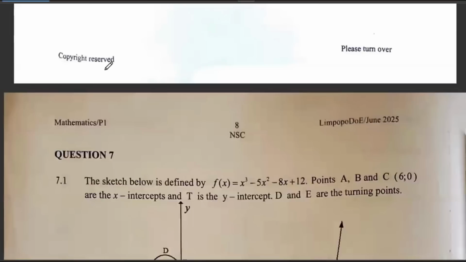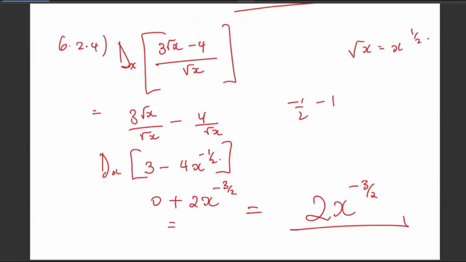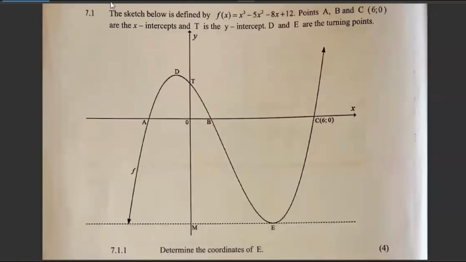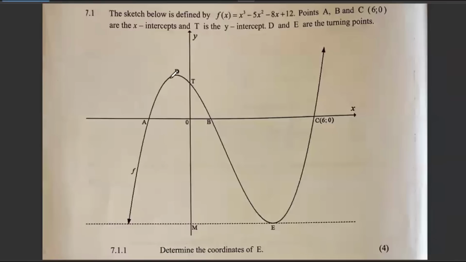All right, question number 7. Okay, we have a graph that was sketched below for us. This is the function f, with points A, B, C. We have C, which is 6, 0. Those are the x-intercepts, and we have turning points. Then the first question, they want us to get the coordinates of E. So we know that E is a turning point.